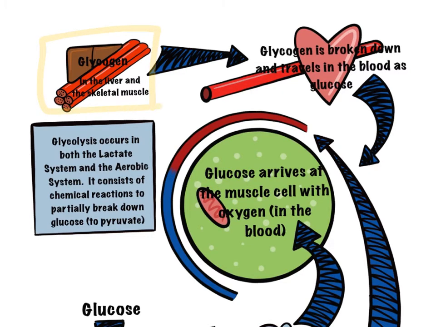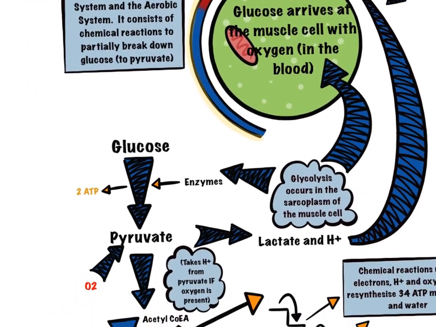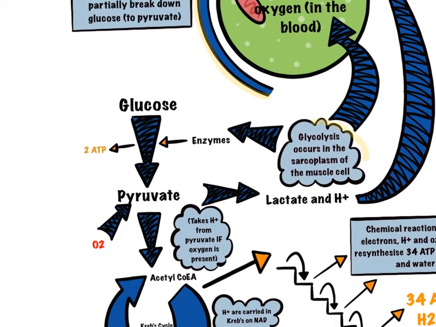We're looking at glycogen, and it's in the liver, which is this lovely picture here, and in the skeletal muscle cell. That's where it's found. So we've got glycogen. It is moved into the bloodstream, and it is broken down and travels as glucose, as we know. Then it travels via the capillary network and arrives into the muscle cell, which you can see here in green. Within the muscle cell here, we will go through the process of glycolysis, okay?